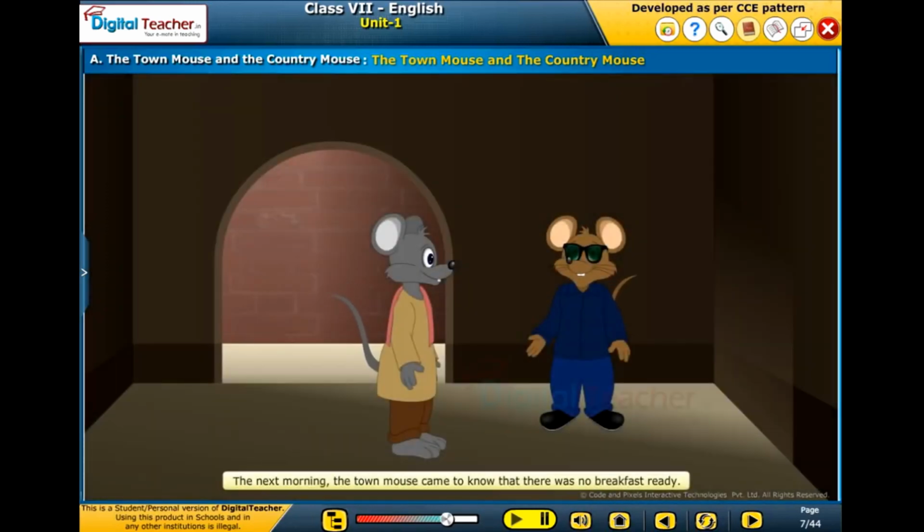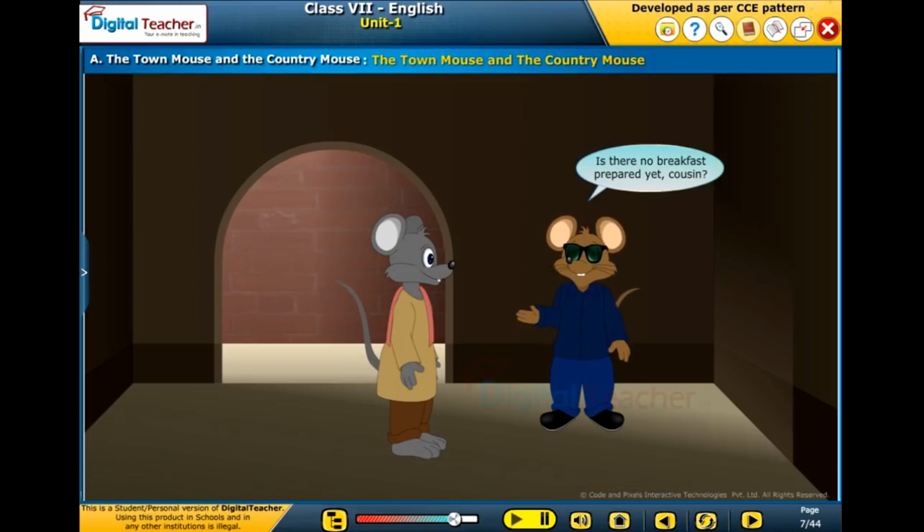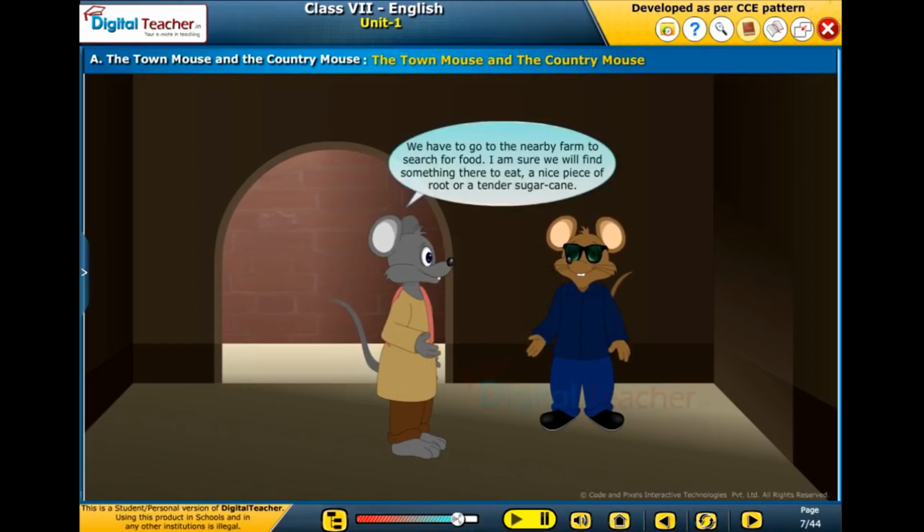The next morning, the town mouse came to know that there was no breakfast ready. Is there no breakfast prepared yet, cousin? We have to go to the nearby farm to search for food. I'm sure we will find something there to eat, a nice piece of root or a tender sugar cane.